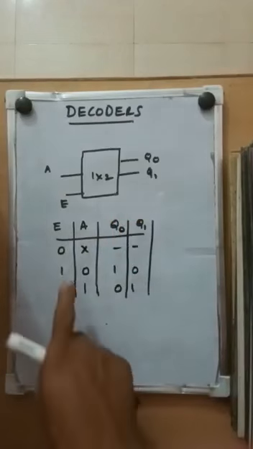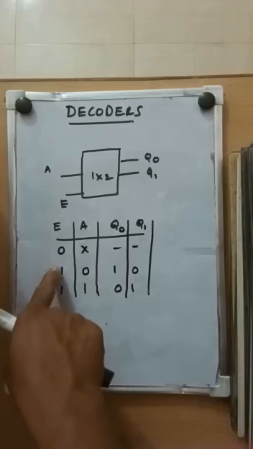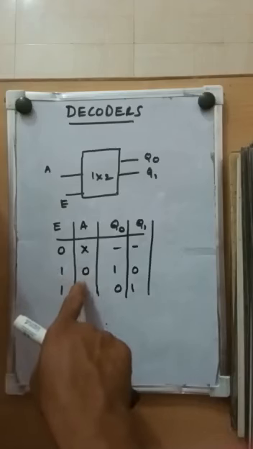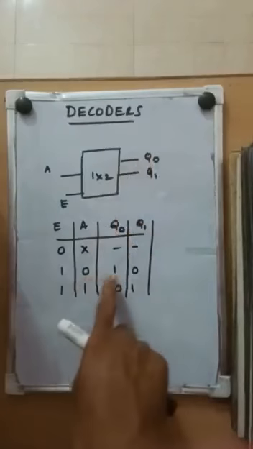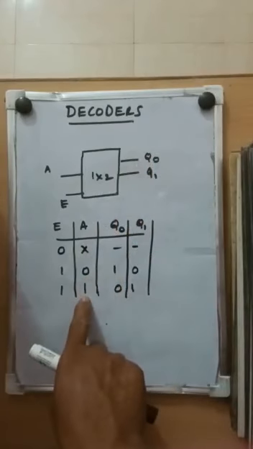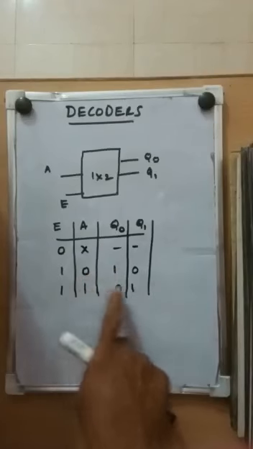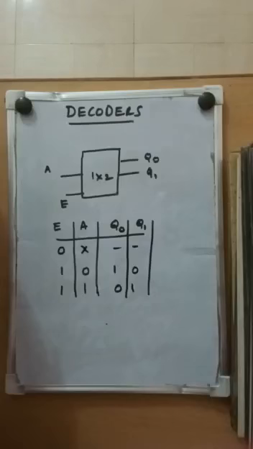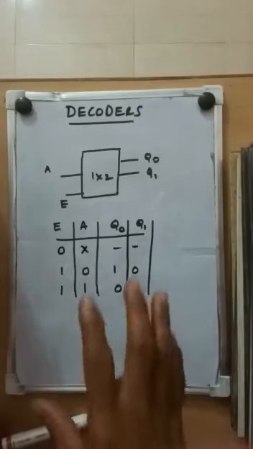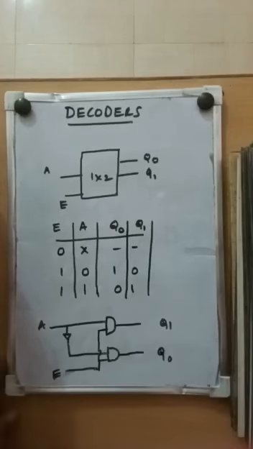In that case, neither Q0 nor Q1 will be selected. And if the enable pin is 1, then it starts working. If the input is 0, then Q0 is 1, and if the input is 1, then Q1 is 1. That means input 0 selects Q0 and input 1 selects Q1. This is how we can explain this 1 by 2 decoder.